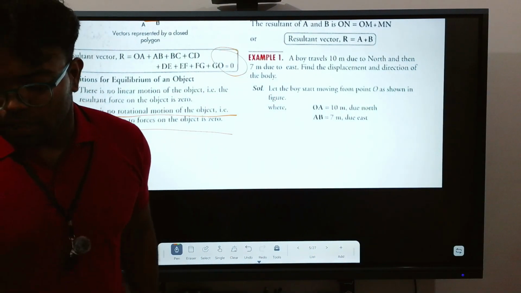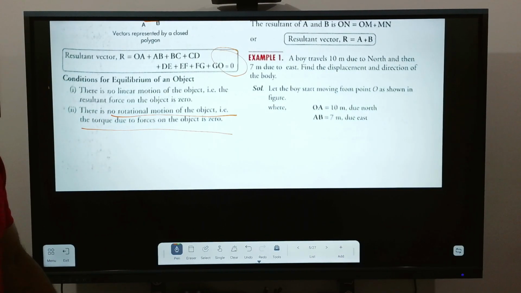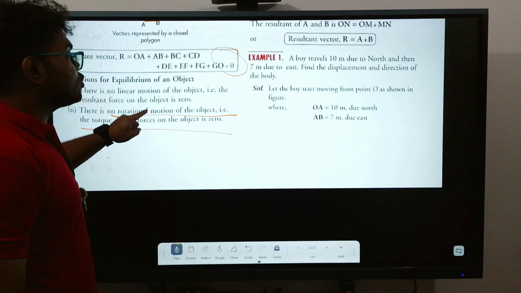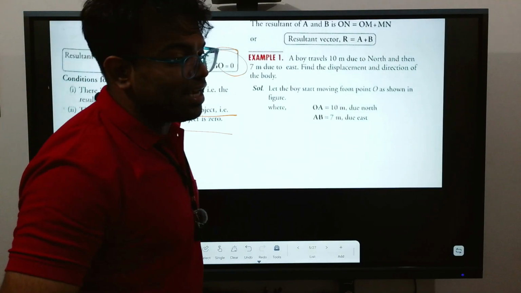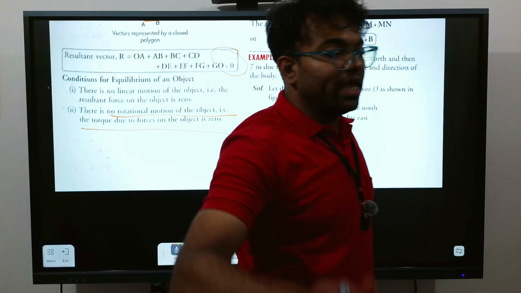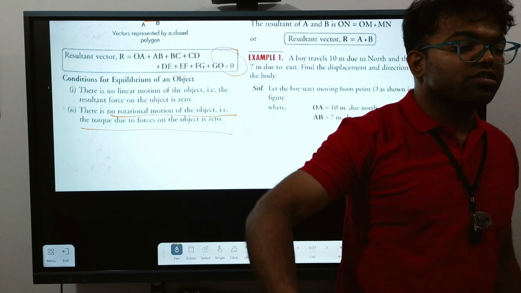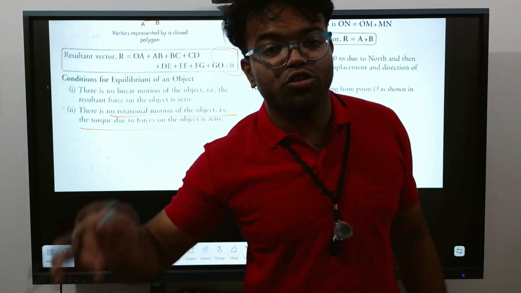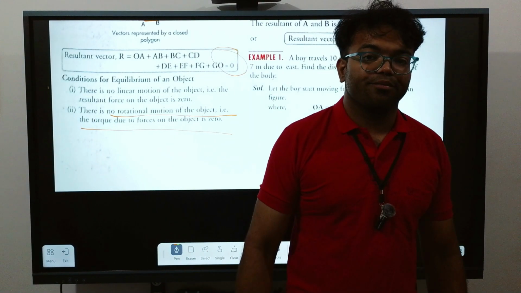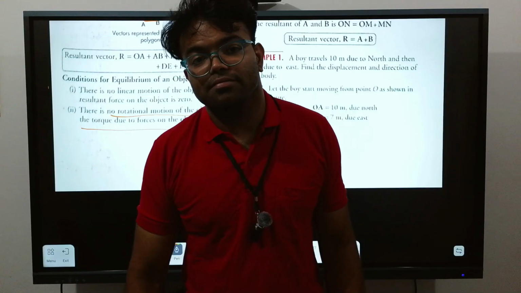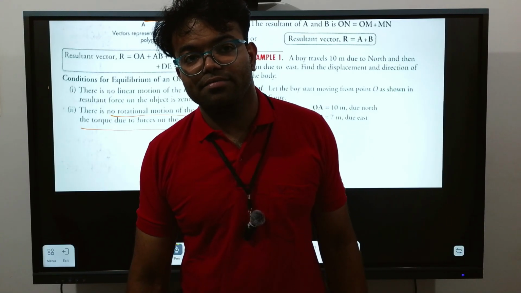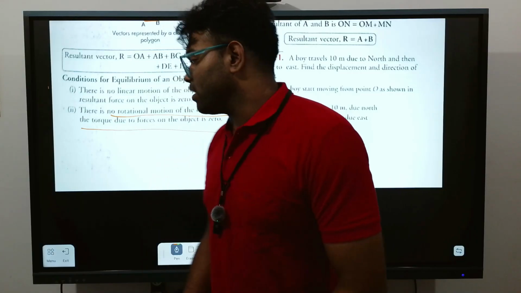Okay, next. So the torque should be 0. For an object to be in equilibrium, for all its forces to add up to 0, the torque should also be 0. Is this point clear? Absolutely clear? Okay, next.